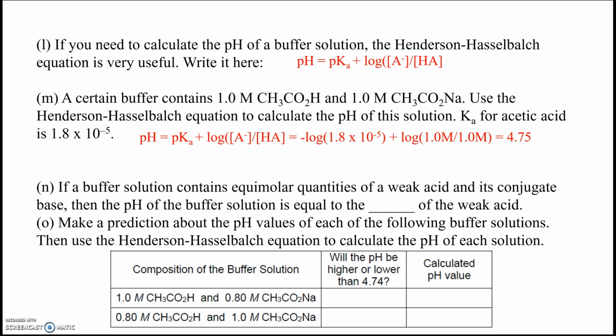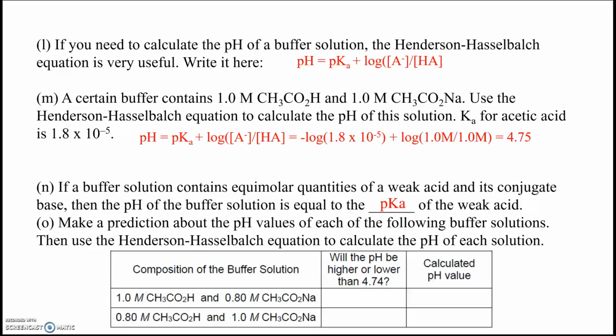Now, part N, if a buffer solution contains equimolar quantities of a weak acid and its conjugate base, then the pH of the buffer solution is just the pKa of the weak acid, because you can see inside the log term that ratio is 1, and the logarithm of 1 is 0, so that doesn't change the value of the pKa.